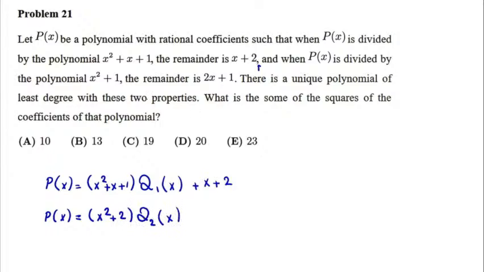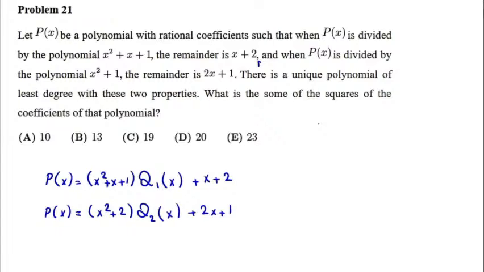This form is useful to write q2x, the remainder is 2x plus 1. There is a unique polynomial of least degree with these two properties. What is the sum of the squares of the coefficients of that polynomial?